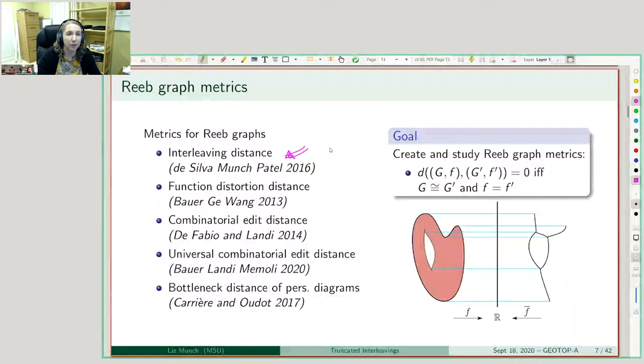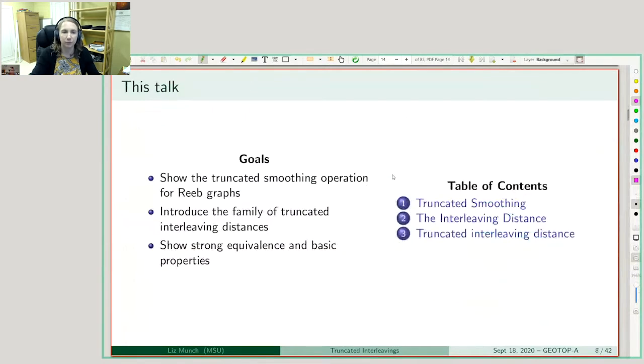So we're going to talk mostly about the interleaving distance today, but there are a bunch of other options. There's the functional distortion distance. These are actually very closely related. These are just two other papers about the combinatorial edit distance. There's the bottleneck distance for persistence diagrams, where basically you turn your Reeb graph into a persistence diagram and compare them that way. There are lots of these things. They're all very related to each other, which I'm not going to get into today because of time limitations. So there are lots of other things, but we're going to talk about the interleaving distance today.